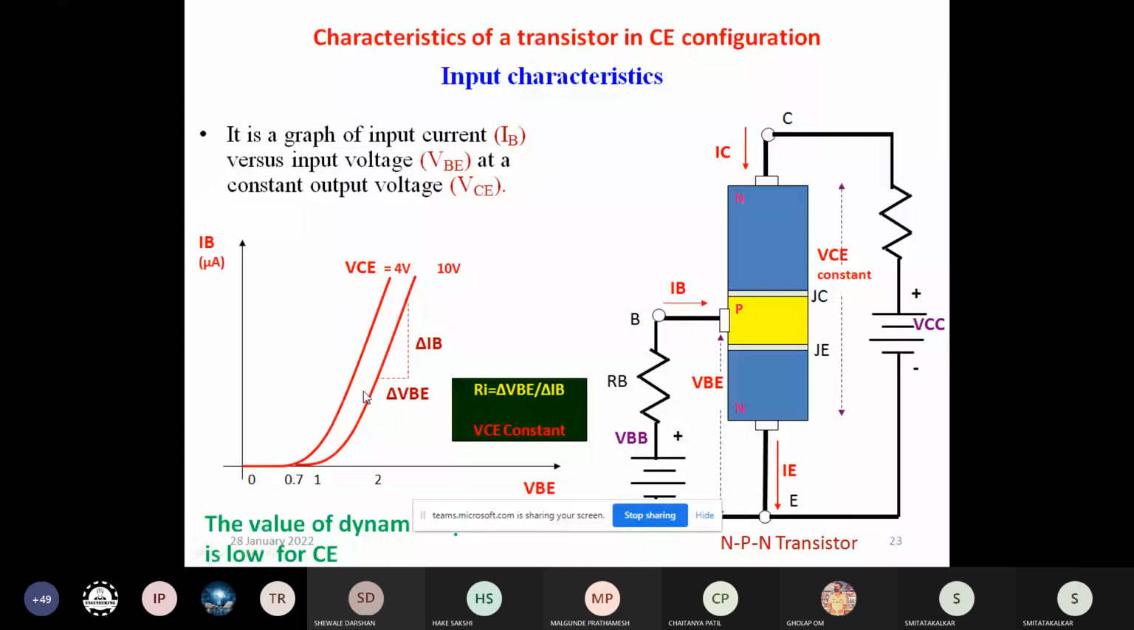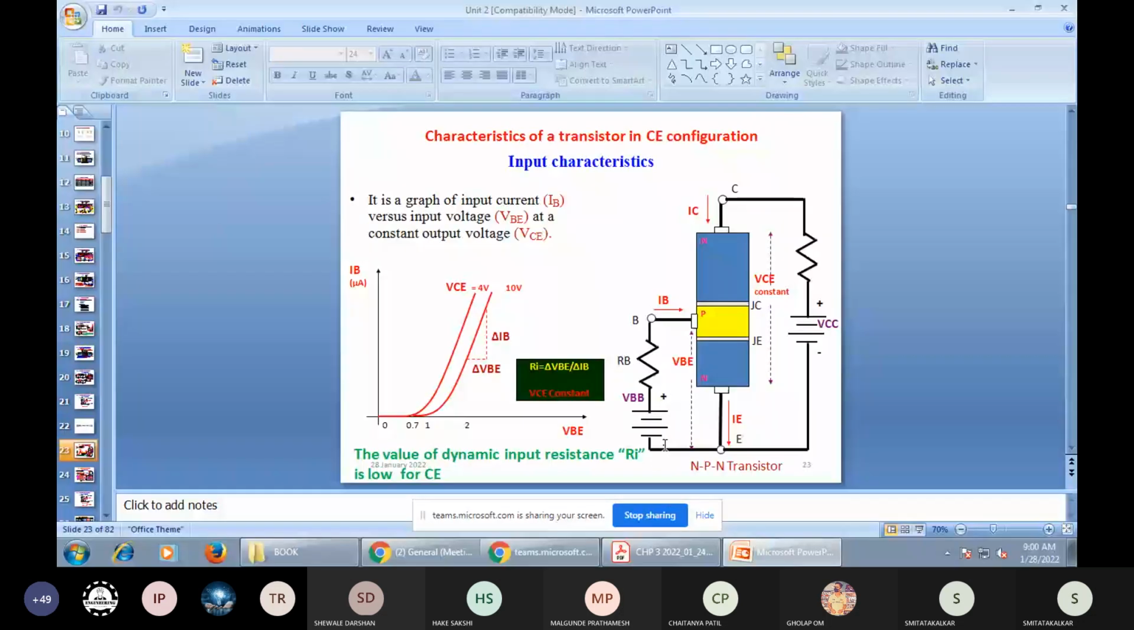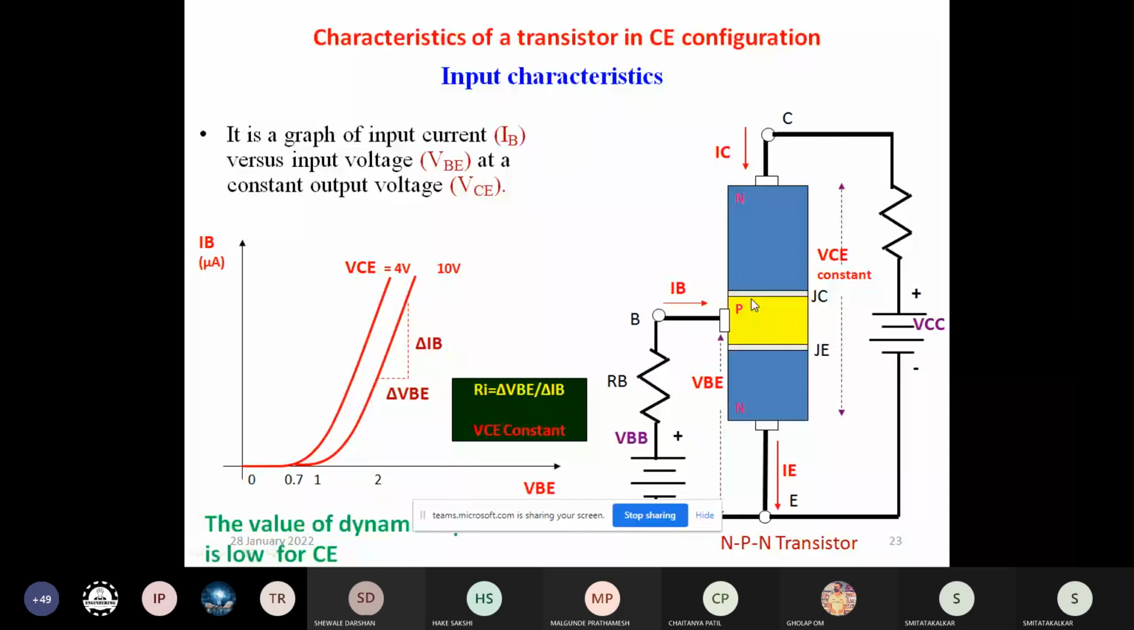Okay, see here, the positive supply is connected to the base terminal, and the negative supply is connected to the emitter terminal. Negative supply is connected here. This point, the negative terminal, is connected to the emitter terminal. Then here the yellow color is the P region, and the blue color is the N region.